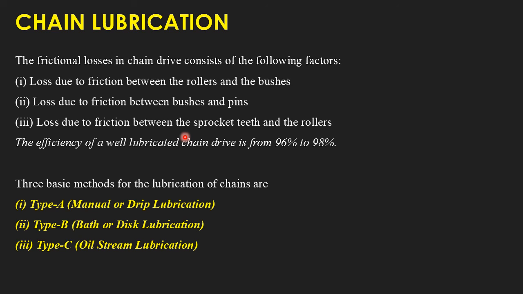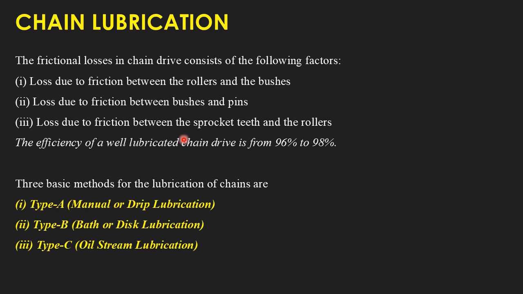So the advantages of proper chain lubrication are: you can reduce the frictional heat, you can reduce the frictional losses, you can reduce the wear of chain components, you can protect the chain against rust as well as corrosion, and even the shock loads, that is the impact loads acting on the chains, can be eliminated by providing proper lubrication.